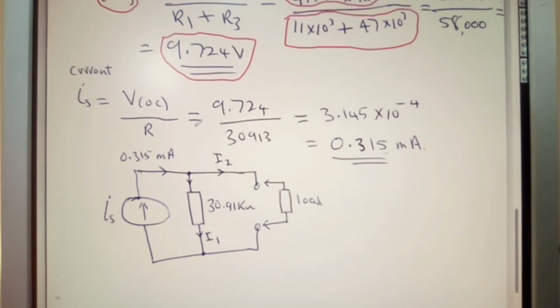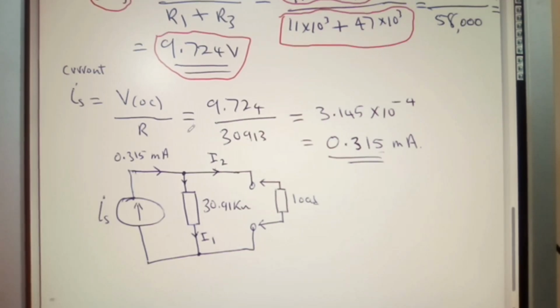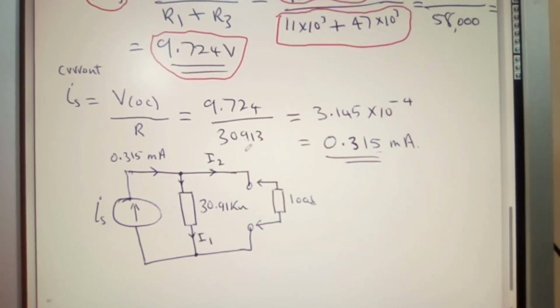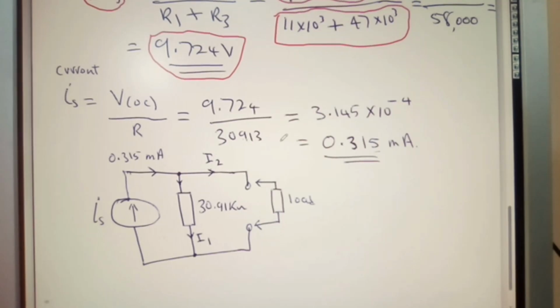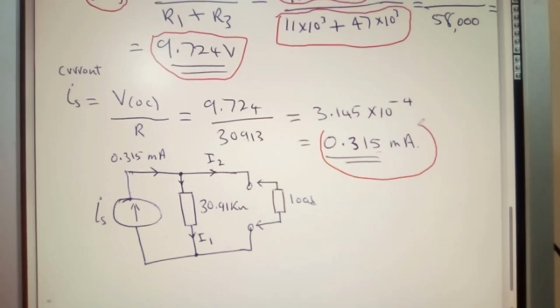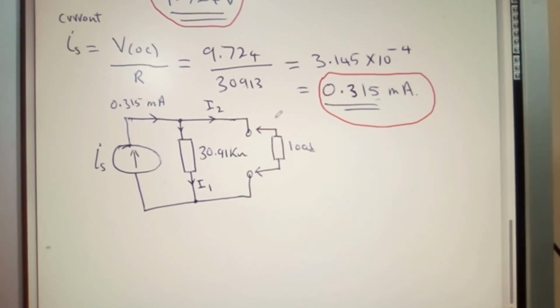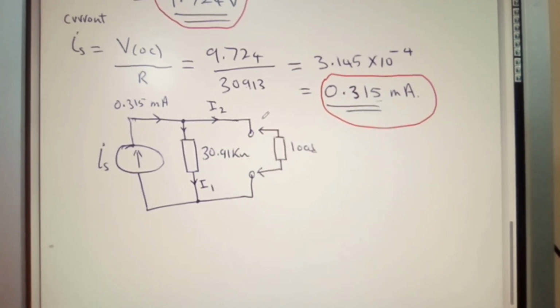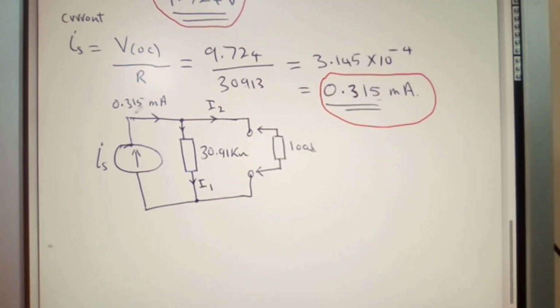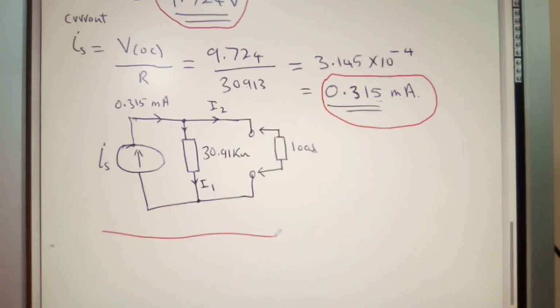And here you have your current source. Again, that's for you to confirm for me. You can see that what we're saying here is that the current source is generating 0.315 milliamps.